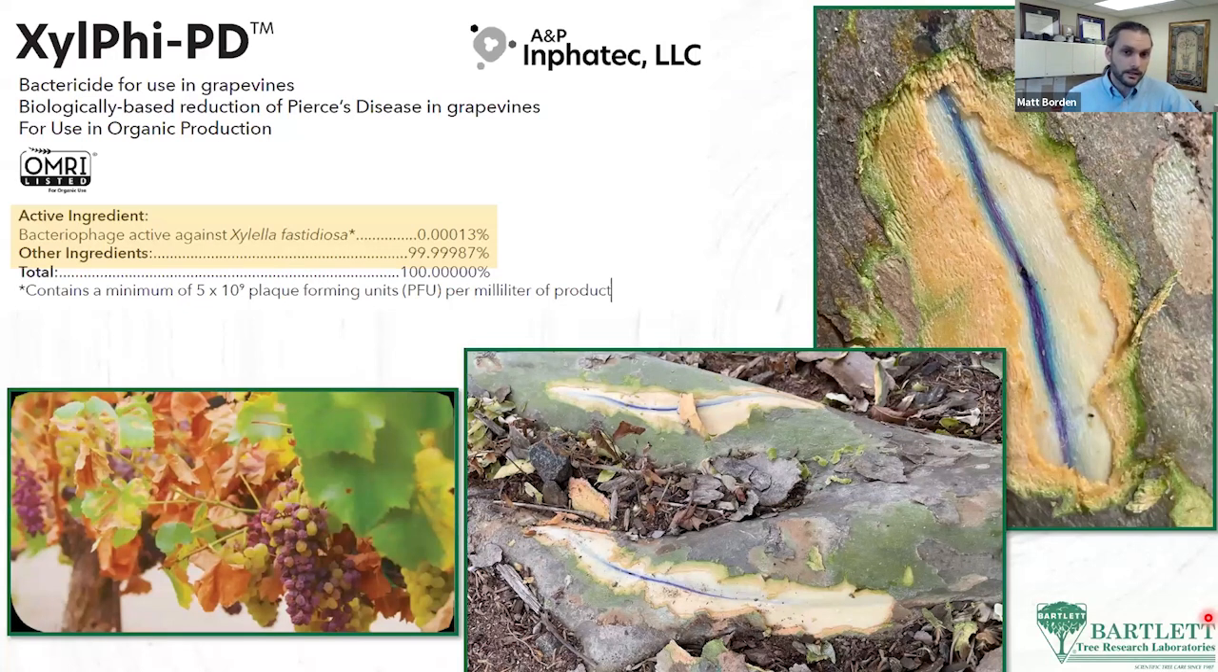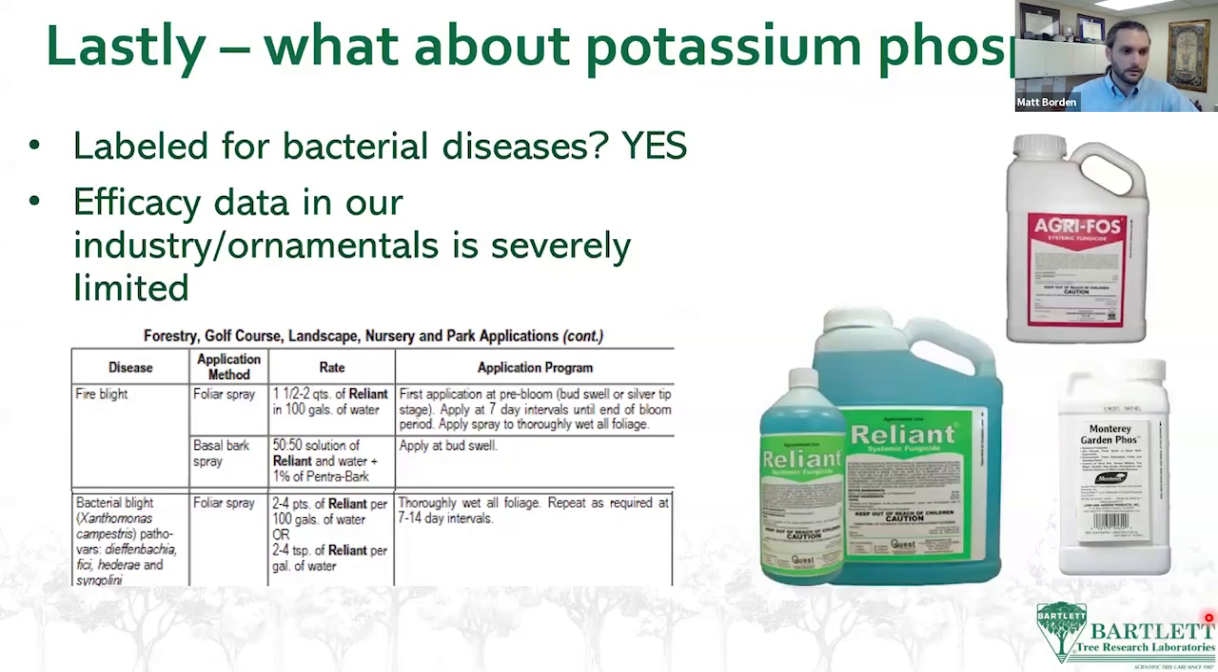This particular phage attacks the strain of Xylella that causes Pierce's disease in grape. And I'm not allowed to say anything more about this project, except that this should pique some interest for having a similar product to look at BLS in trees, for example. We'll see how that goes.